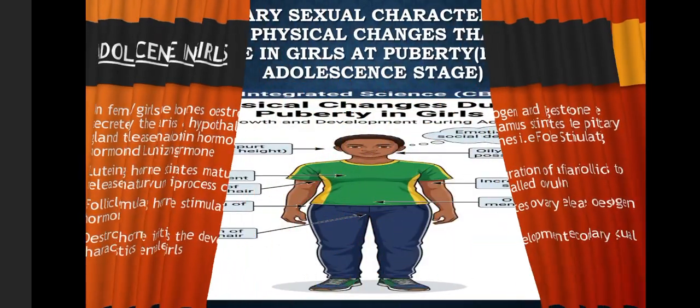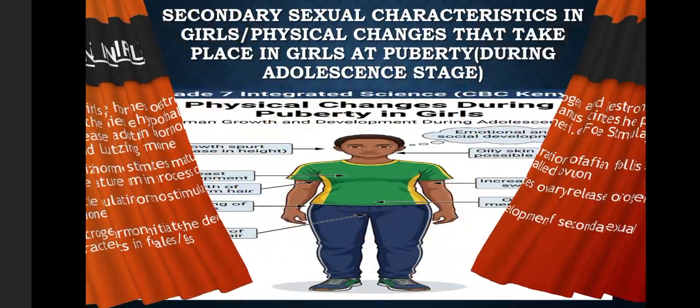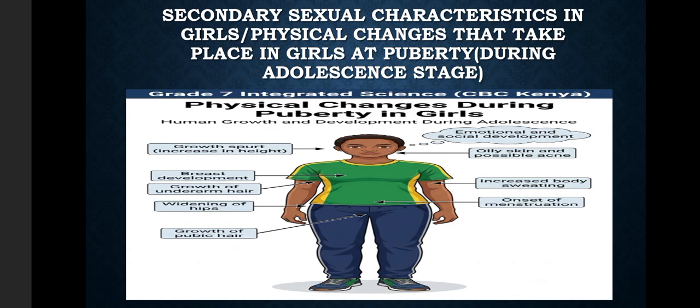Again, I want us to make observation on this particular diagram that we are having here. As you can see, this is just an illustration of a girl that has reached this stage that we are calling puberty or adolescent stage. On the far left, there is an indication there that there is an increase in height of that particular girl. Below that, we have development of breast. Again, below that, we have growth of hair in the armpits. Below there, we have widening of hips. Then again, below there, we have growth of hair in the pubic region.